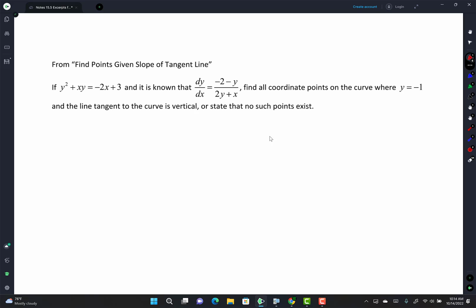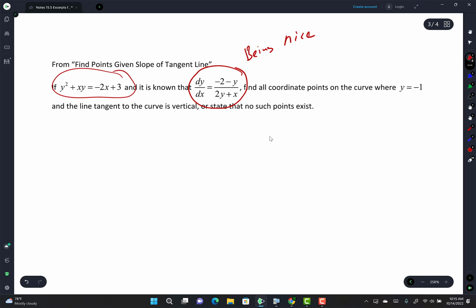All right, okay, miss. Here we go. So look, they're being nice. They don't have to give us that. I'm going to take a guess that they're probably doing that to save time because it's probably going to be lengthy. You should be able to find that derivative from here, right? So there's no need for you to take a derivative. Find all coordinate points on the curve where y equals -1 and the line tangent to the curve is vertical, or state that no such point exists.